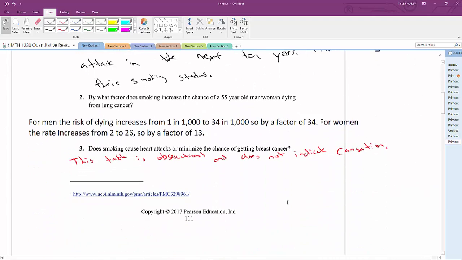So for example, maybe smokers have a poor diet and don't exercise.